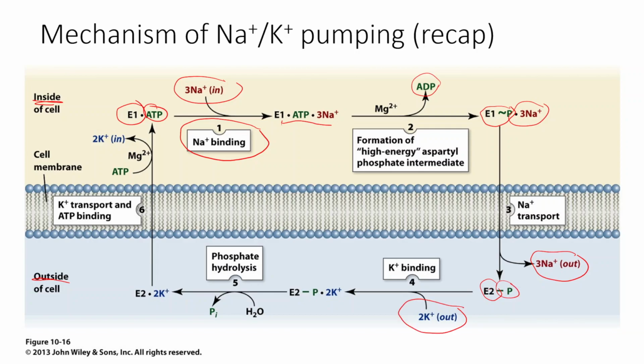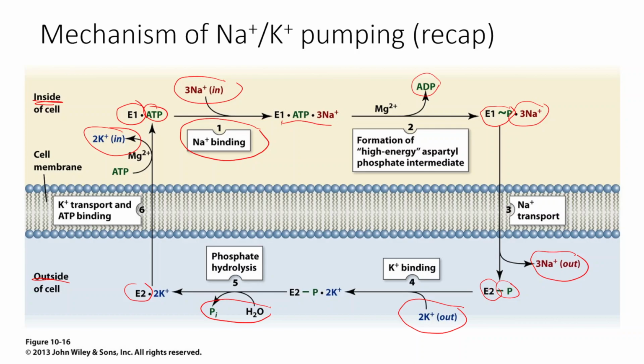2 potassium ions that are outside the cell can then enter into the transporter. And then we have phosphate hydrolysis using water. And that helps to create another conformational change from E2 back to E1. And that's what allows the 2 phosphates to then enter into the inside of the cell.